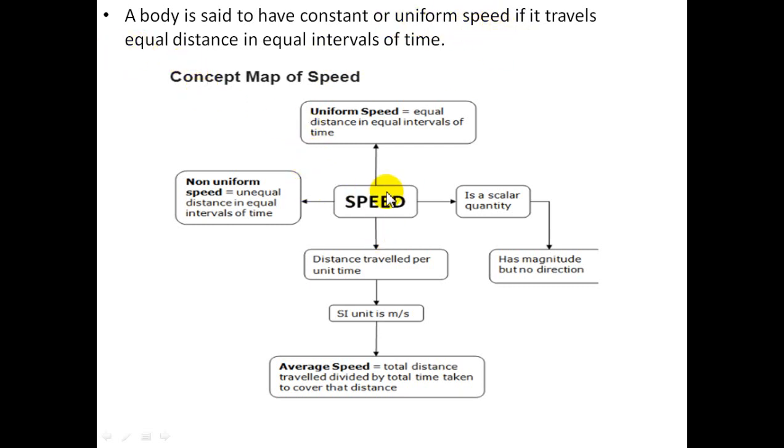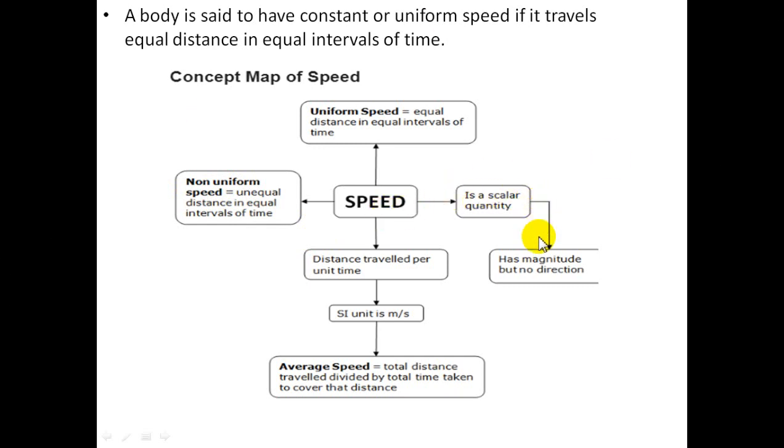Now we are concluding the concept of speed. Speed can be uniform speed as well as non-uniform speed, because there are two types of motion, uniform motion and non-uniform motion. In uniform motion, the body is moving with a uniform speed, while in non-uniform motion, the body is moving with a non-uniform speed.